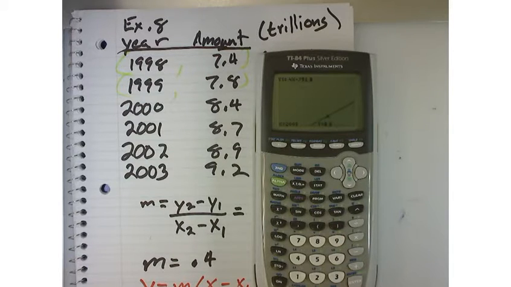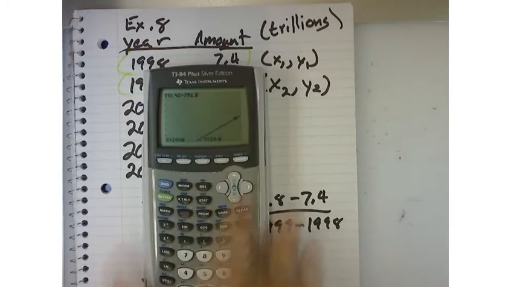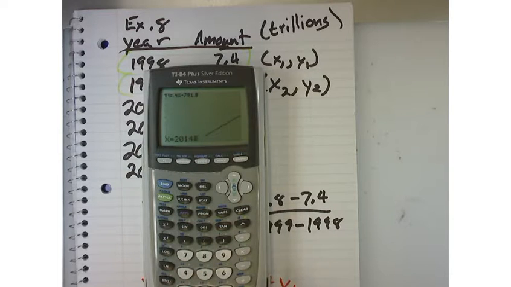Then it says make a prediction for 2006. So again, I hit trace and I'm going to go 2006. And it says 10.6. What year are we in? 2014. So if I hit 2014, oh wait, that's outside of our window view. I'd have to go back and change that.